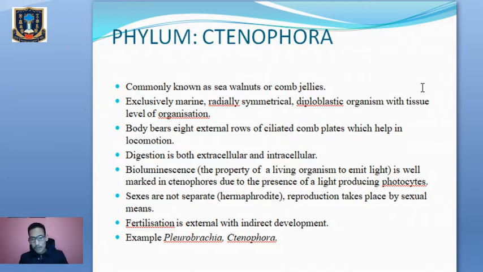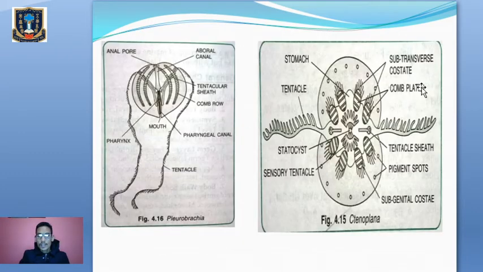Okay, they are hermaphrodite. Here also the sexes are not separate. The male and female sex organs are present on the same individuals, and reproduction takes place by only sexual means. Fertilization is external, it takes place in the surrounding medium, and development is indirect, it involves the larval stage. So examples are Pleurobrachia and Ctenoplana.